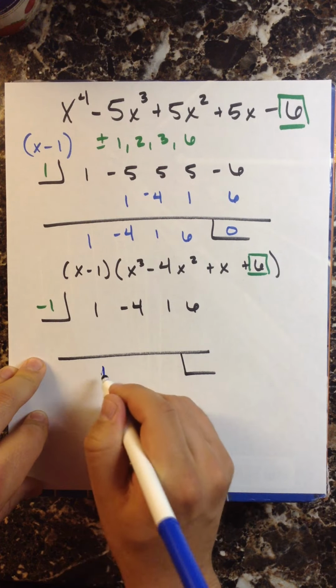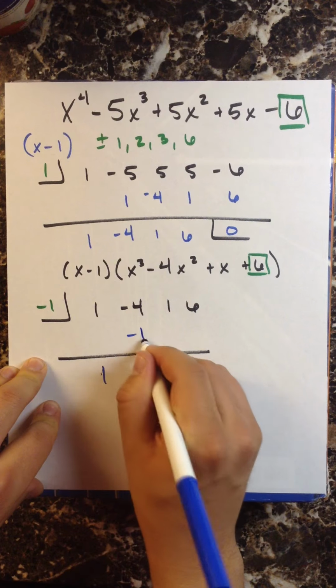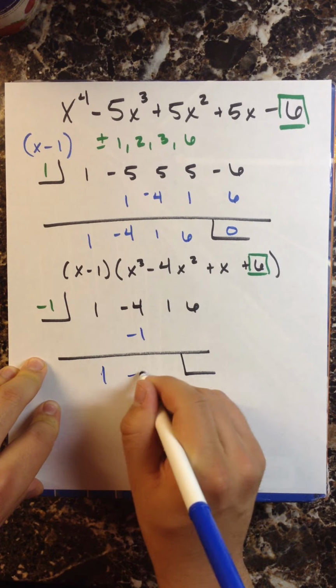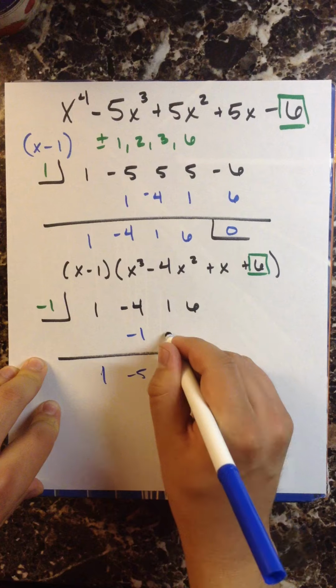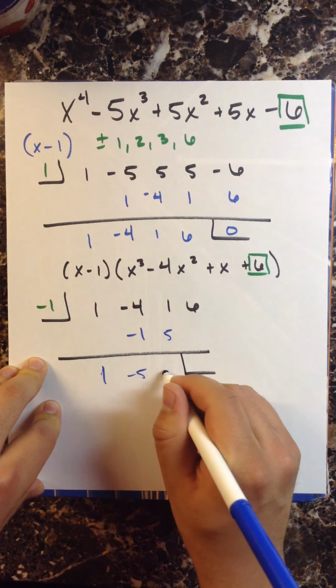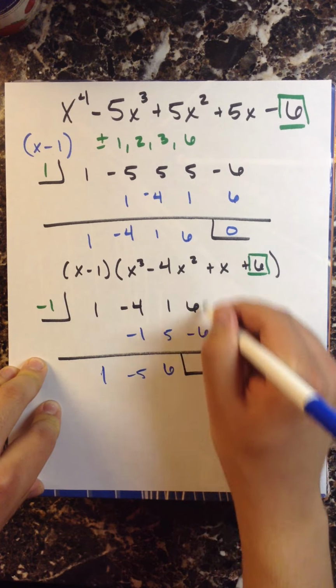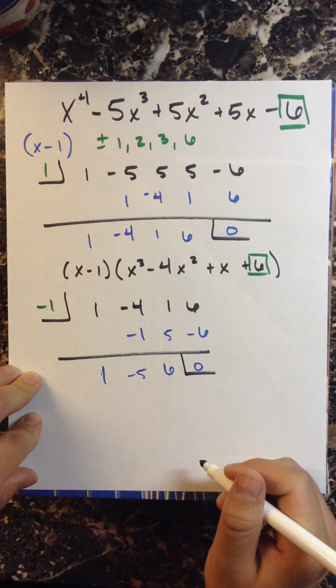And we'll work through it. Pull down the 1. 1 times negative 1 is negative 1. Add those up, you get a negative 5. Negative 5 times negative 1 is 5. 5 plus 1 is 6. Times negative 1 is negative 6. Add those together, you get 0. So that one worked as well.